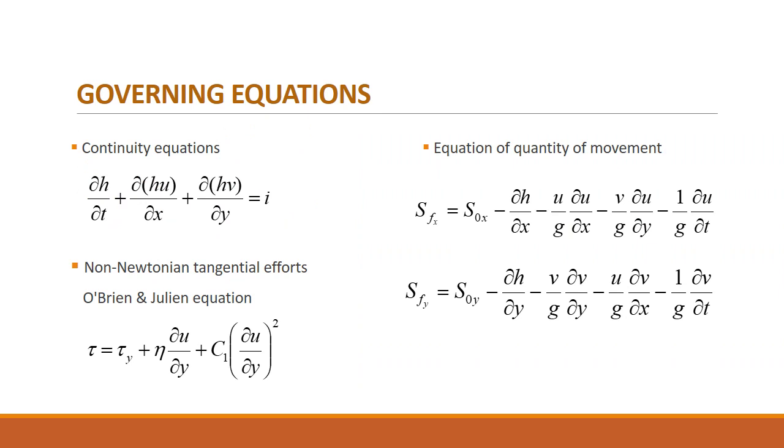For the computational simulation, the three governing equations that are solved are the following. Continuity equation, equation of quantity of movement, and non-Newtonian tangential efforts in a two-dimensional and transitory system. As the equations shown do not admit an analytical solution, for that reason, these are solved with numerical methods and are simulated on a computer.